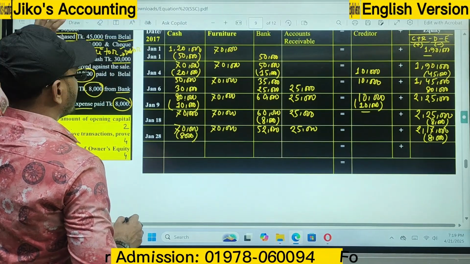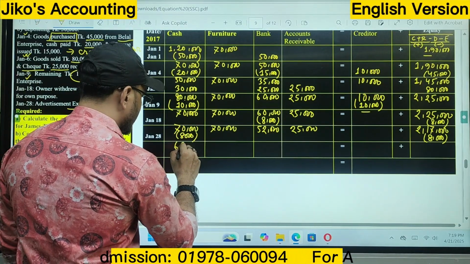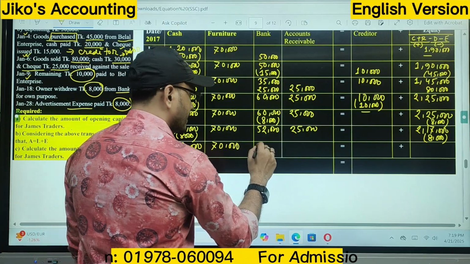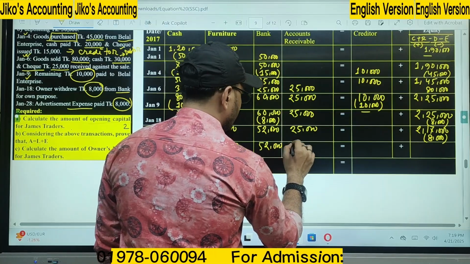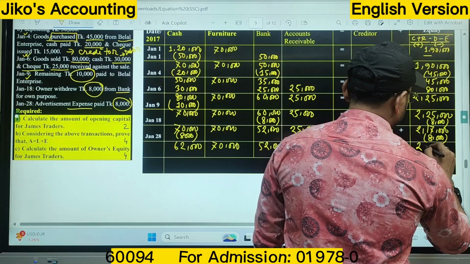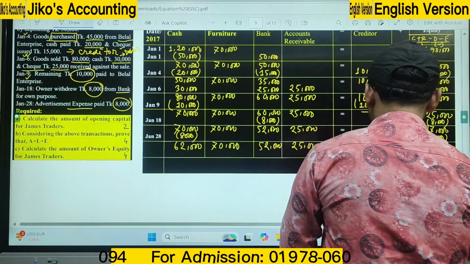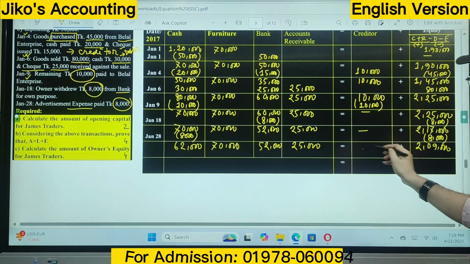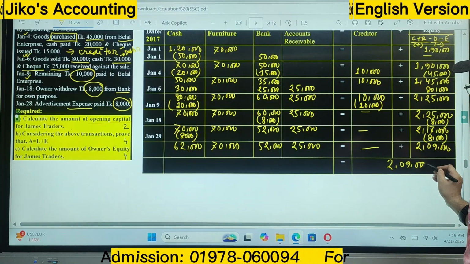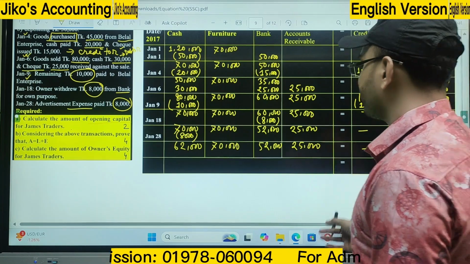Okay. Now 62,000 taka, sir. Then 70,000 taka. Then 52,000 taka. Then 25,000. How about here? 2 lakh 09,000. As there is no balance on the creditor side, it is a nil amount. So what is my amount here? 2 lakh 9,000 here. Now I have to calculate all of them.